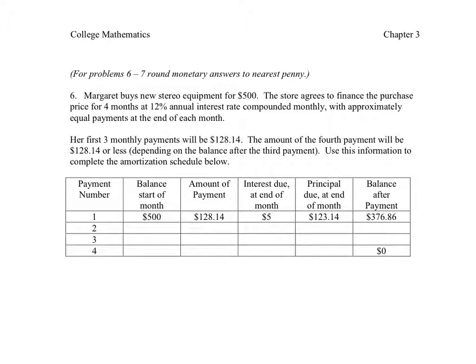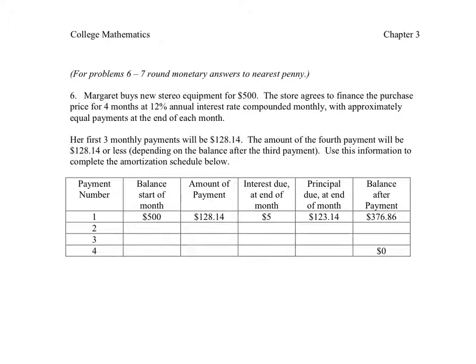Now let's look at how you can actually build an amortization schedule. Margaret is going to buy a new stereo. She's going to spend $500, but she needs it financed. So the store agrees to finance it for 4 months. They're going to charge her 12% interest compounded monthly. Now, the way this works is her monthly payments will be in equal amounts, with the one exception being her final payment. It won't be more, but it could be a little bit less than what the other payments are. And I want to go through and show you how you can calculate this.